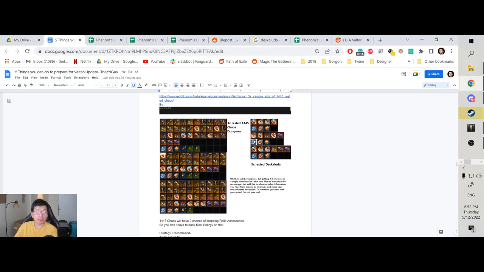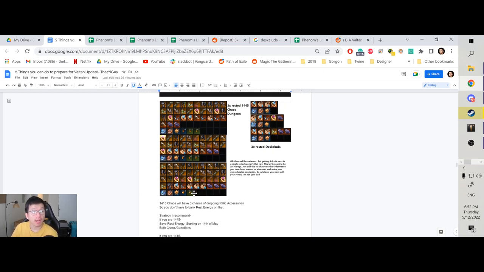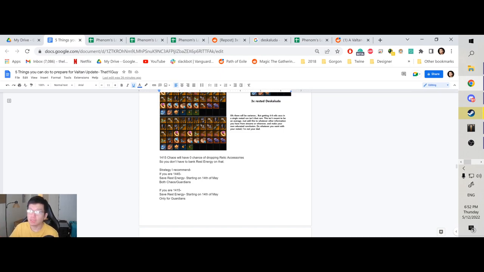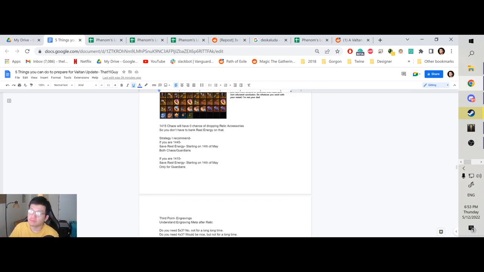In this post, he gave us an example of how much rewards you could get from running rested Chaos Dungeon and rested Guardian Raid. Now, this is a good reference for us to have. Based on this information, my suggestion is if you are 14-15, just don't save rest energy on the Chaos Dungeons, only do it for Guardians. And of course, you start doing this on the 14th of May because that's 5 days ahead of time.